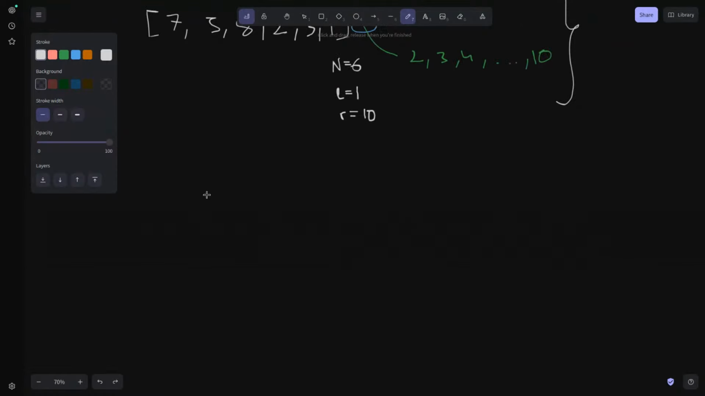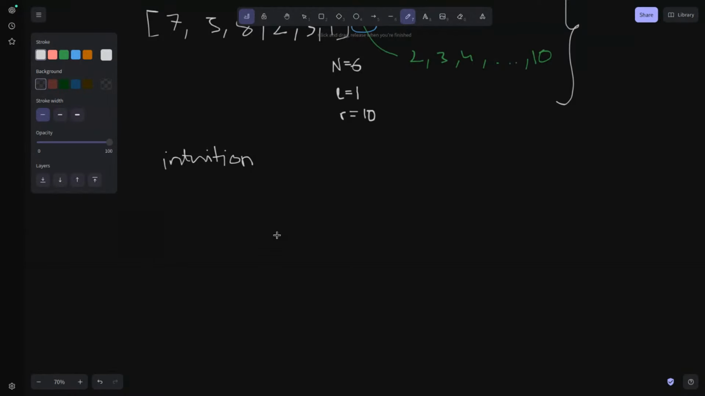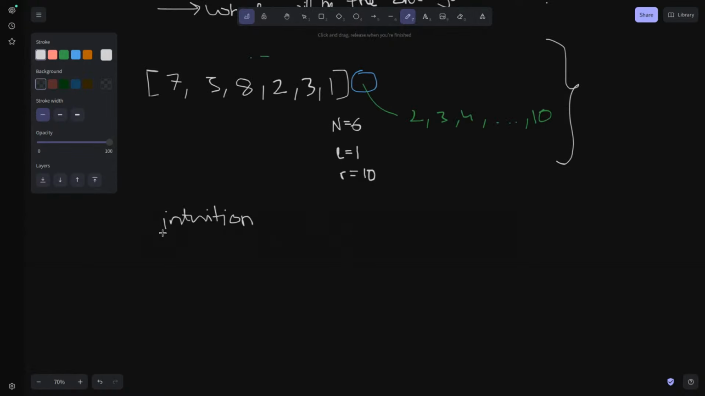So this is just me giving intuition. We'll do it formally now. This is the intuition for why we need to use DP, why DP transitions might help us solve this problem.